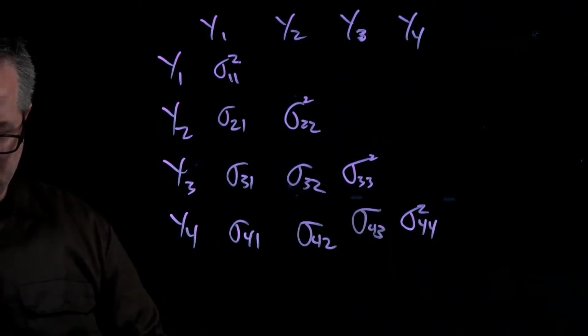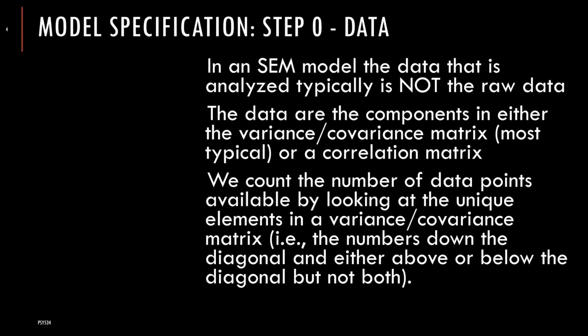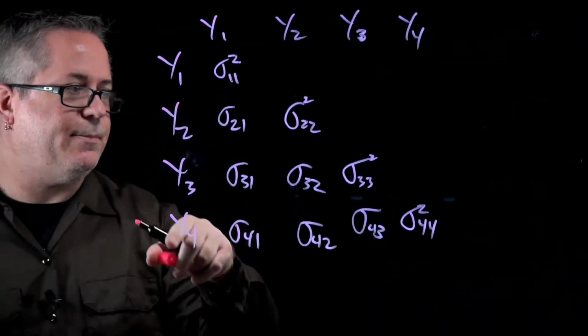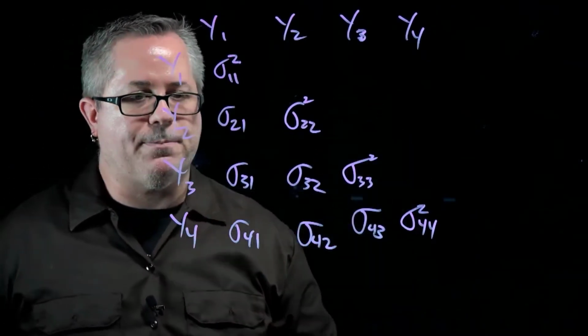So when you see it stated here, we count the number of data points available by looking at the unique elements in a variance-covariance matrix. The numbers down the diagonal and either above or below, but not both. Make sense? Because once you take into account the off diagonal of one side, the other side is not unique anymore.